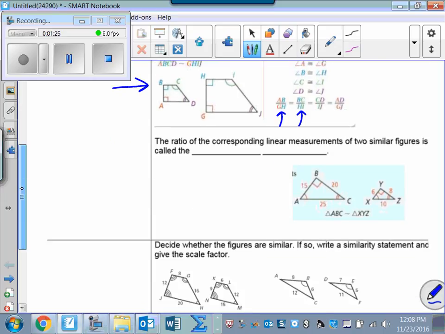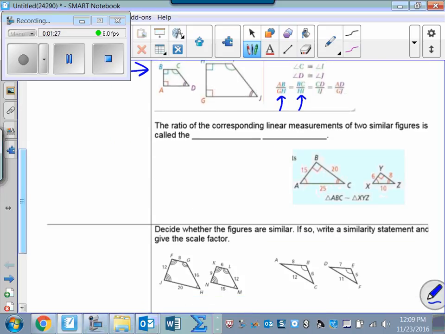All right. The ratio of the corresponding linear measurements of two similar figures is called the scale factor. So if I look at what I was talking about up here, if I had numbers for each of those sides and I figured out what each one of those fractions is and simplified it, that would be the scale factor of the first figure to the second figure. Okay, so let's just do that here.